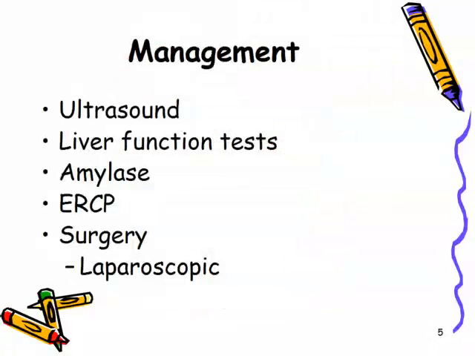It's pretty much diagnosed through ultrasound and elevated liver function tests. Serum amylase may also be ordered to look at the function of the pancreas and if there's an obstruction. Also a test called an ERCP, which is an endoscopic retrograde cholangiopancreatography. This looks at stones that are within the common bile duct.